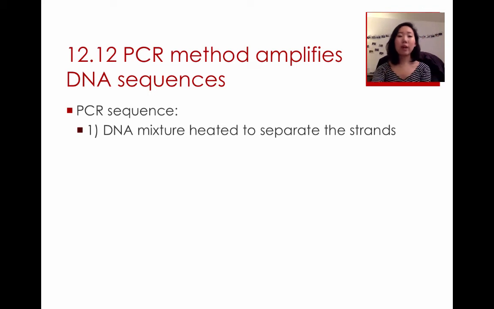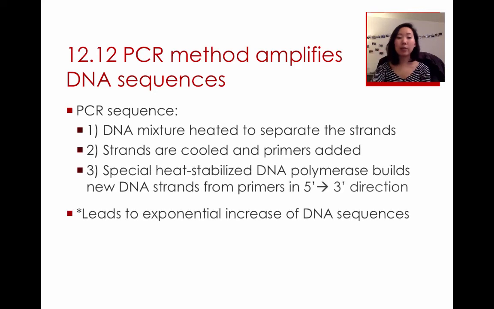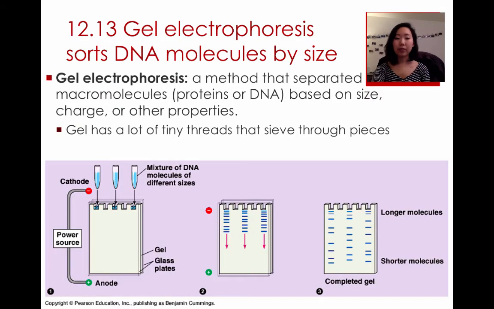So this is just a written out version of what we discussed. We always heat the mixtures to separate the strands. We cool the strands and add primers so that we have a starting point for our DNA polymerase. Then we add a specialized heat-stabilized DNA polymerase, which will add in the 5' to 3' direction, and we synthesize our new DNA strand. And this leads to a lot of DNA sequences.